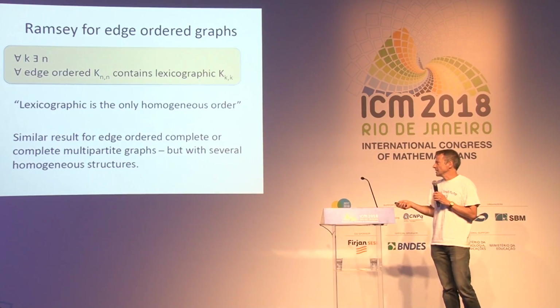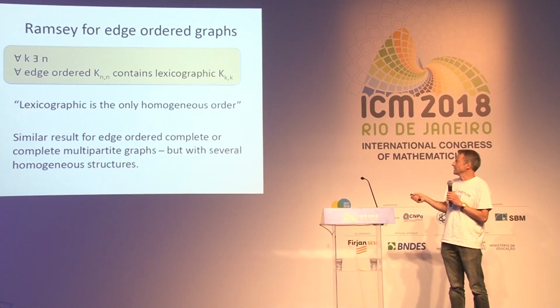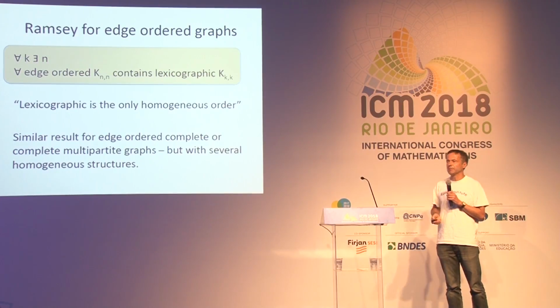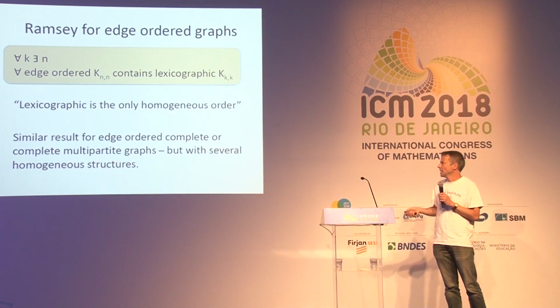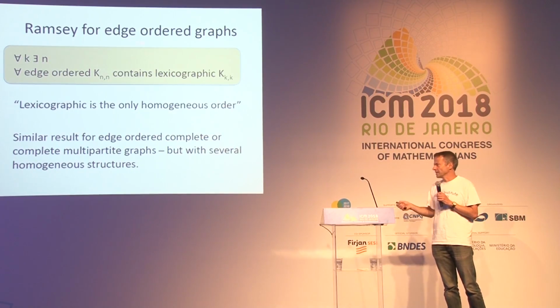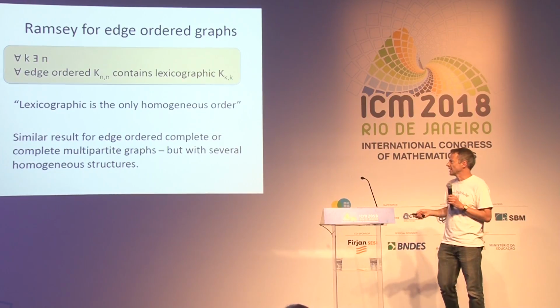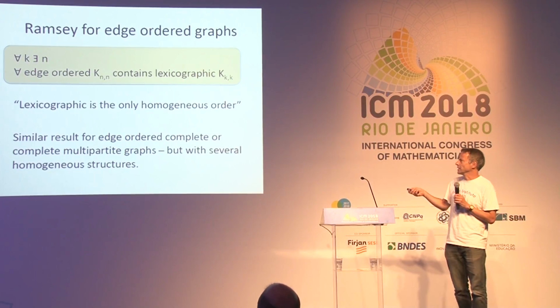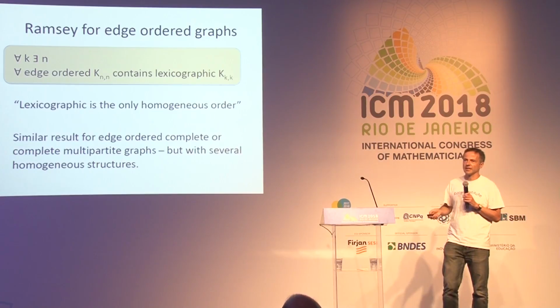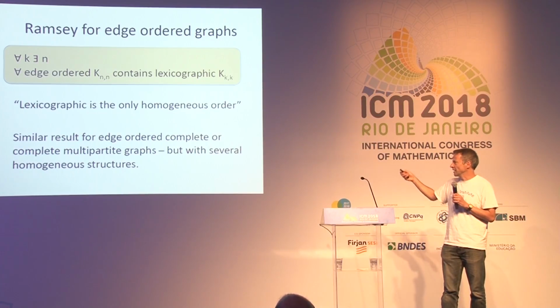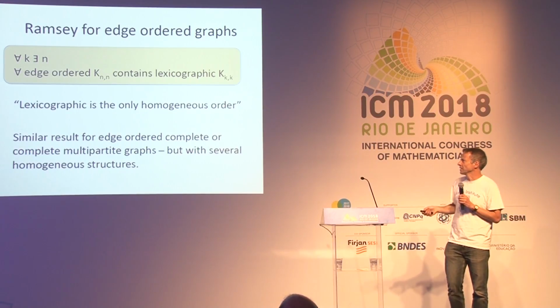And there are similar results for, so this was the simplest to state for complete bipartite graphs, but there are similar results for complete graphs or complete three-partite, four-partite graphs, but all of those have more than one homogeneous order. Not just one, you will have finitely many, but more than one.